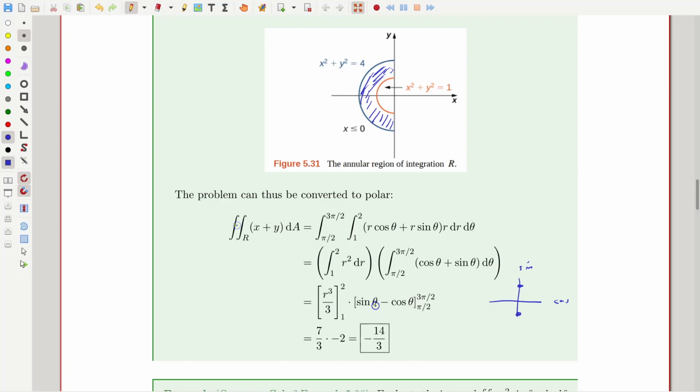So the evaluation is going to be sine of 3 pi over 2 minus sine of pi over 2, right? That's a minus, and so you end up with minus 1 minus 1. That's how we get the negative 2 there. And then, of course, multiply together to get the final answer.